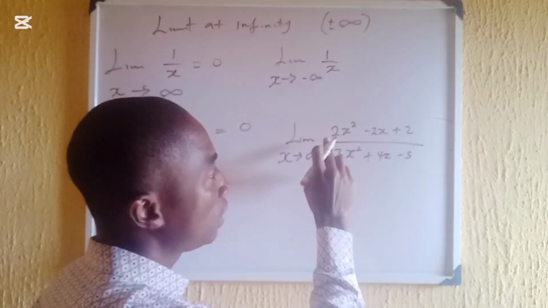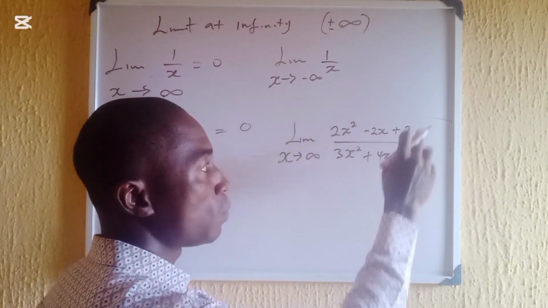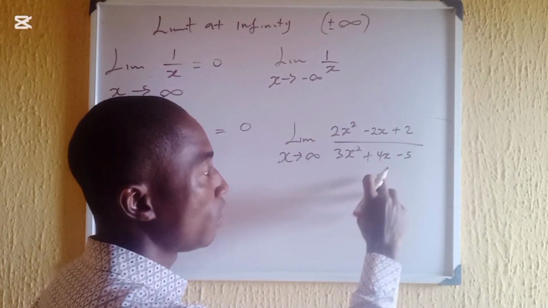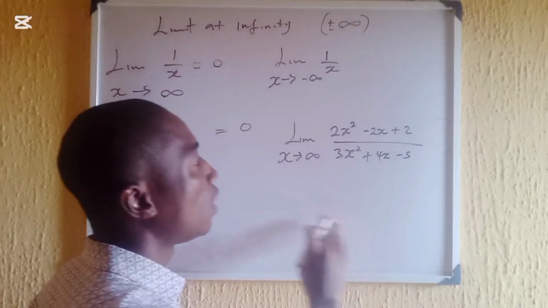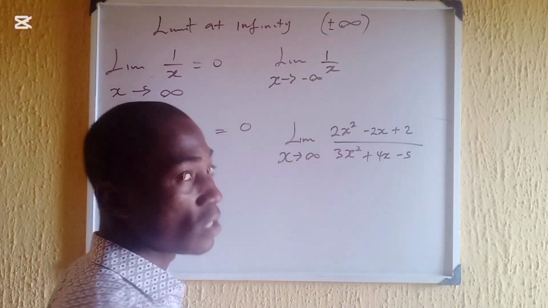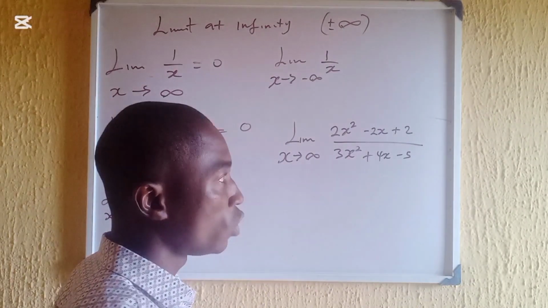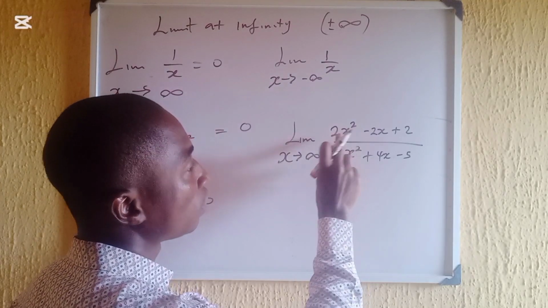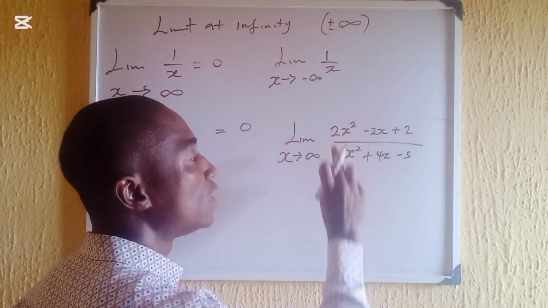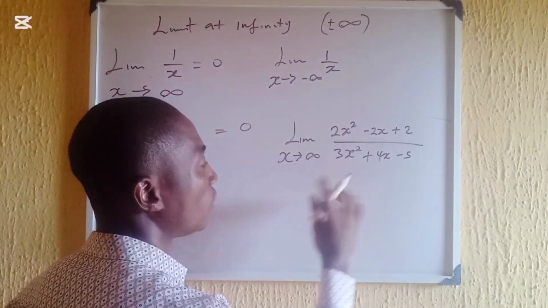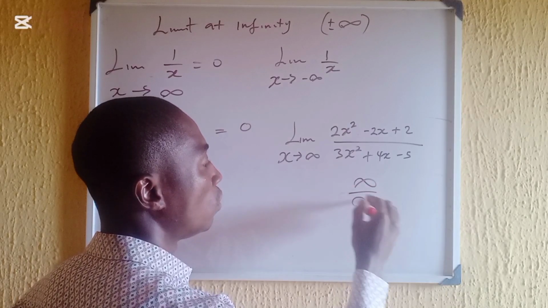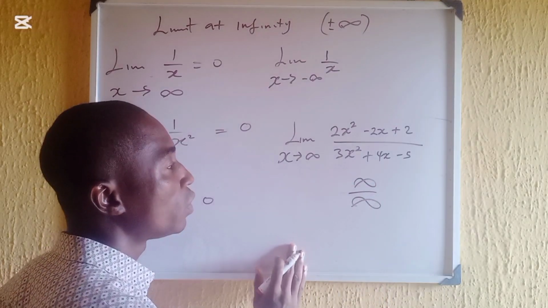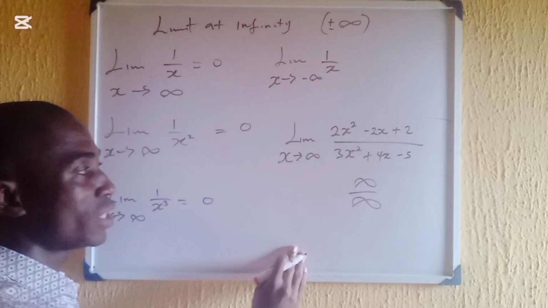Now let's apply this knowledge here. We are asked to calculate the limit of 2x squared minus 2x plus 2 over 3x squared plus 4x minus 5 as x tends towards infinity. What do we do? Because if you take the limit of the numerator, take the limit of the denominator, you'll be having infinity over infinity. So how do we handle this to know what the limit is actually?